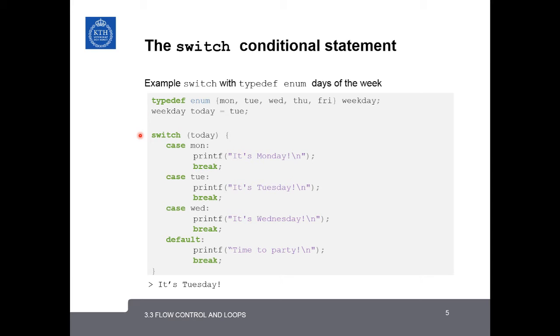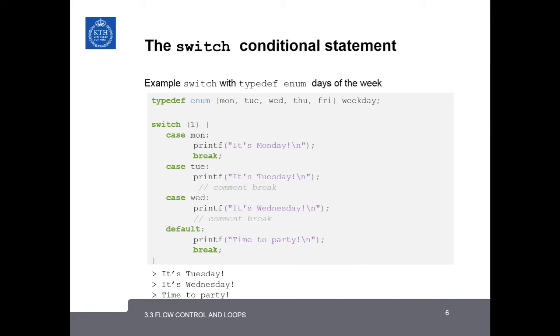Now we use a switch statement on today, and we make each case Monday, and we printf "it's Monday," and then we break. Case Tuesday, printf "it's Tuesday," and break. Case Wednesday, printf "it's Wednesday," and break. And then by default, it's time to party on the weekend, I guess. So in this case, we've assigned today to be equal to Tuesday. So the statement switches to case Tuesday and prints "it's Tuesday," and that's what you can see here as the result.